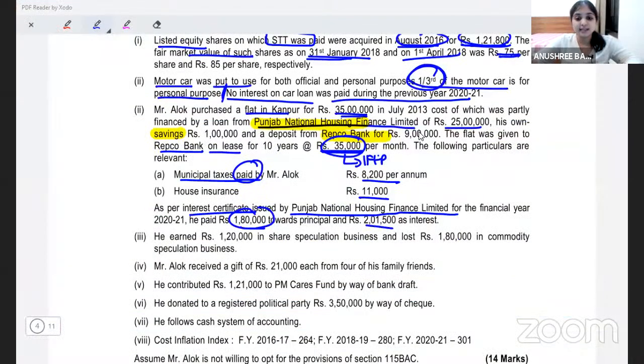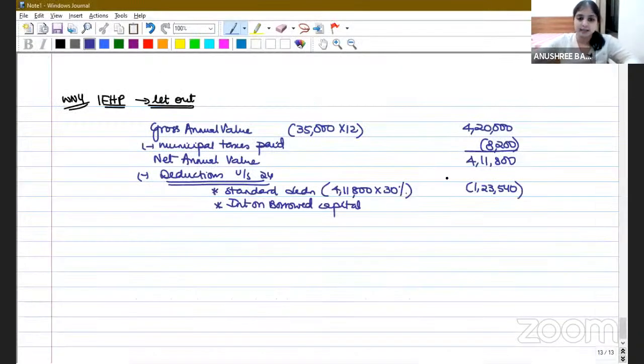How much interest has he paid? 2,01,500. Tell me, should I restrict this to 2 lakh? I'm going to wait for your answer. Should we restrict this to 2 lakhs? What do you think? No, right? Because the restriction is applicable only to self-occupied properties. Let out property, no limit on interest. So the entire 2,01,500 I will subtract as interest on borrowed capital.